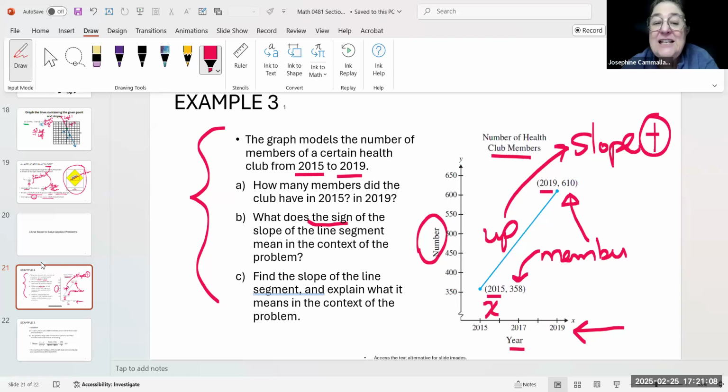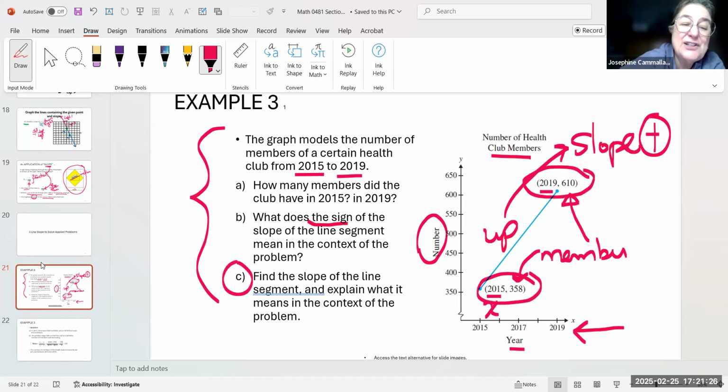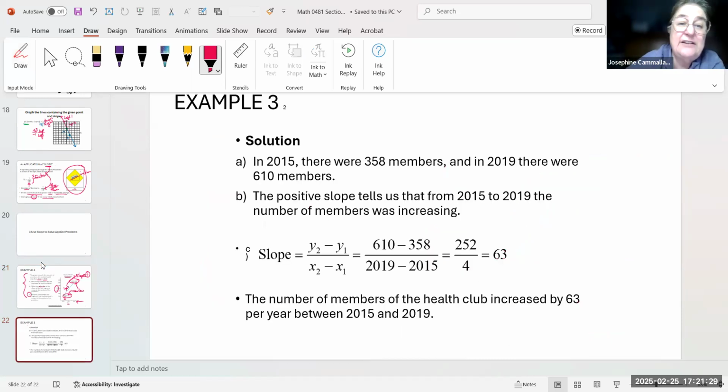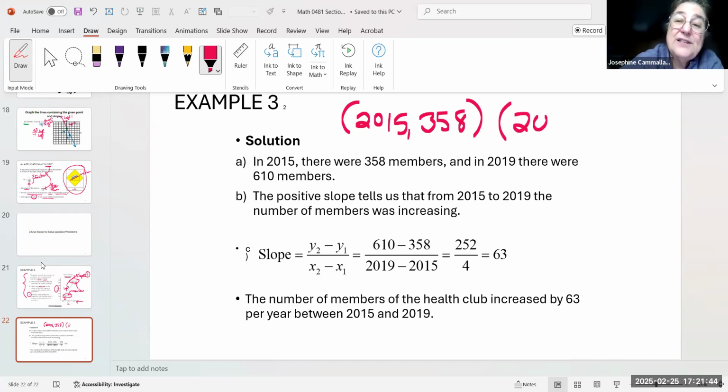Now, find the slope of the line. Well, the slope is what we're going to do next, and I'm going to show you how to do this. We're taking this point and this point, and we're going to answer C on the next slide. This was 2015, 358. This was 2019, 610. Now notice what I'm going to do.